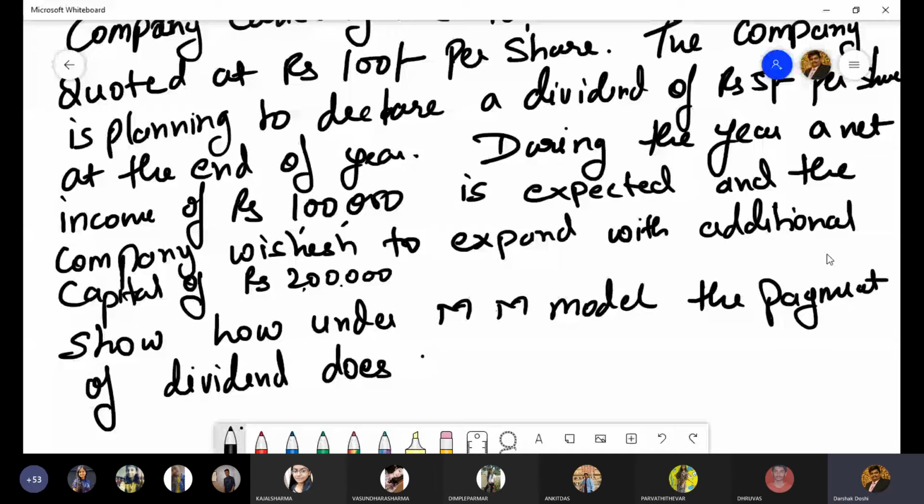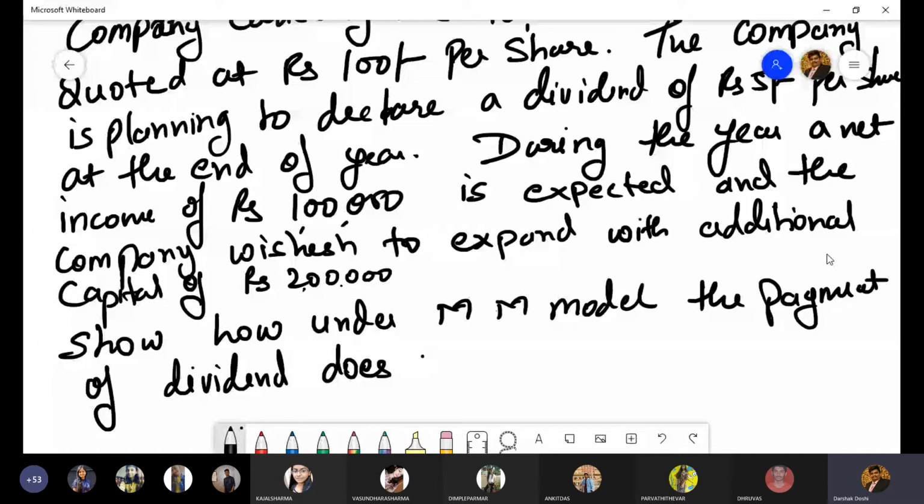Let's read the question once more and then we start with the solution. PL Limited belongs to a risk class for which the capitalization rate is 10%. The company currently has 10,000 shares outstanding, quoted at rupees 100 per share. The company is planning to declare a dividend of rupees 5 per share at the end of year. During the year, a net income of rupees 1 lakh is expected and the company wishes to expand with additional capital of rupees 2 lakh. So how, under the model, the payment of dividend does not affect the value per share.